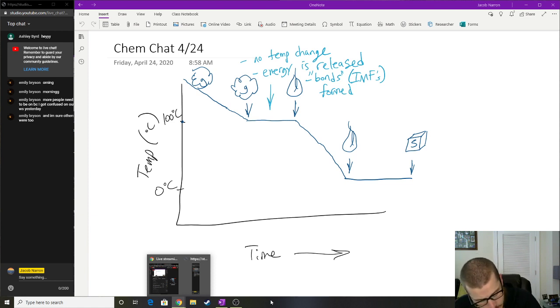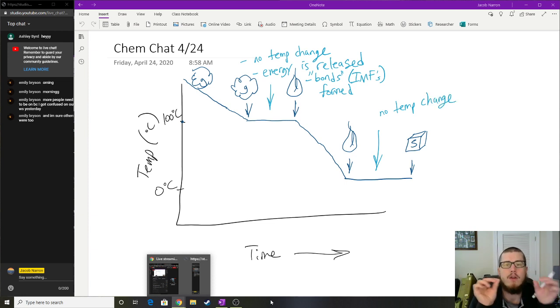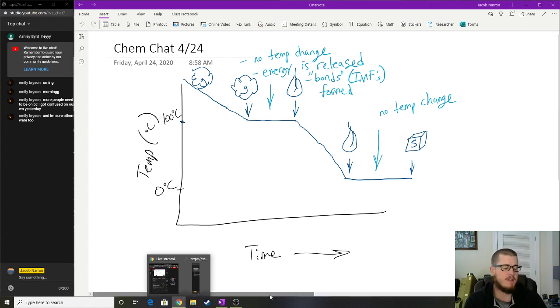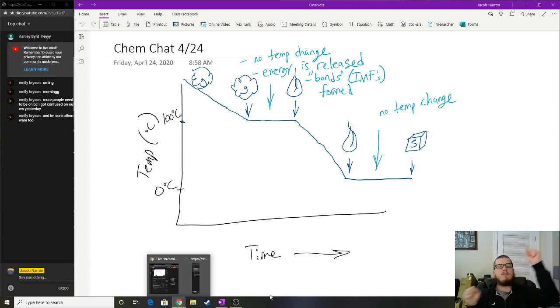And so here, as we can see, no temp change. Guys, if you don't get anything else from this little bit of notes that I'm throwing at you real quick, during a phase change, temperature does not change. Energy is either going away and the bonds are getting stronger, or energy is coming in to break those bonds apart. I'm going to say that again. During one of these situations, energy is either coming in to break the bonds apart, or energy is going out as the bonds become stronger. So during a phase change, there's no temperature change.